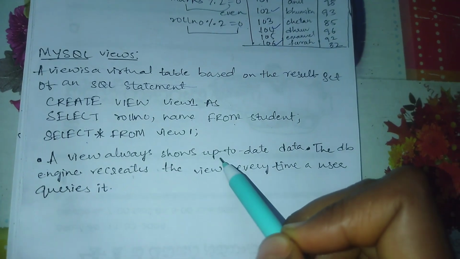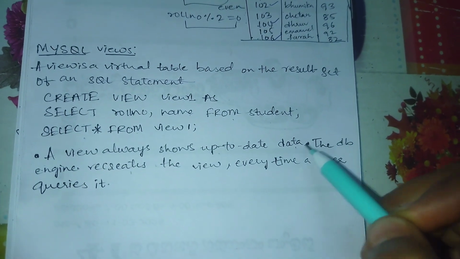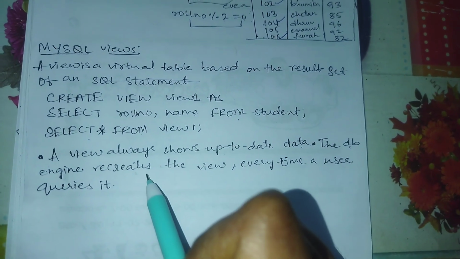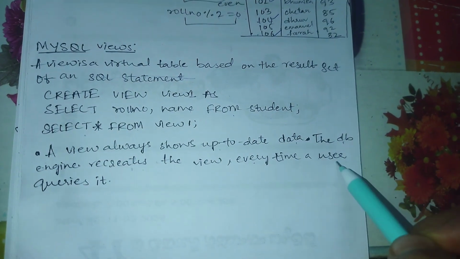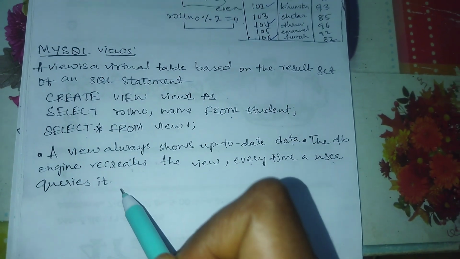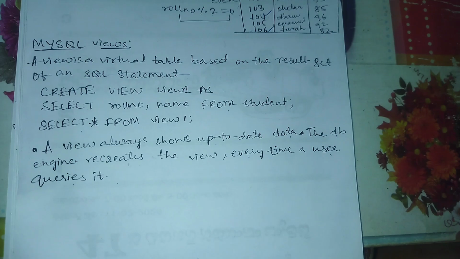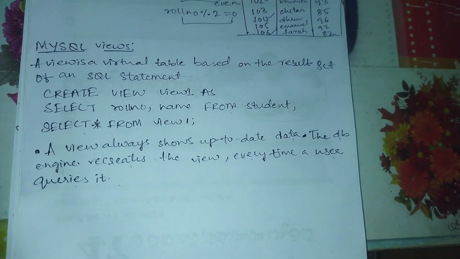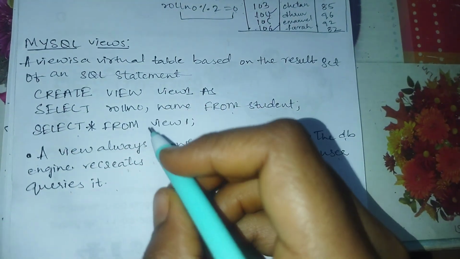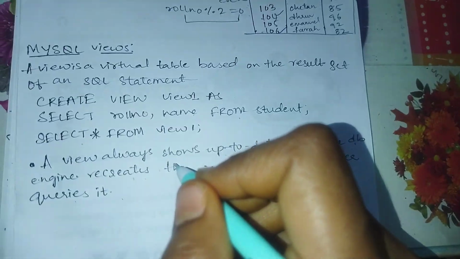A view always shows up-to-date data. The database engine recreates the view every time a user requires it. This is the concept of a view. These are all concepts of SQL structure.